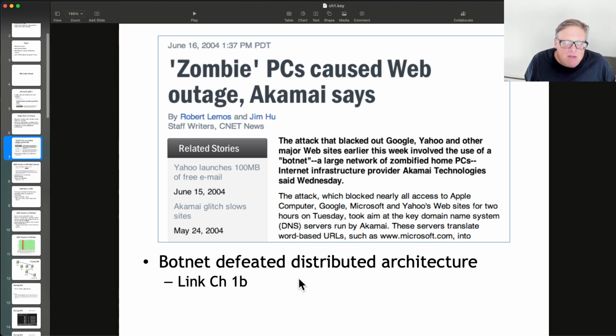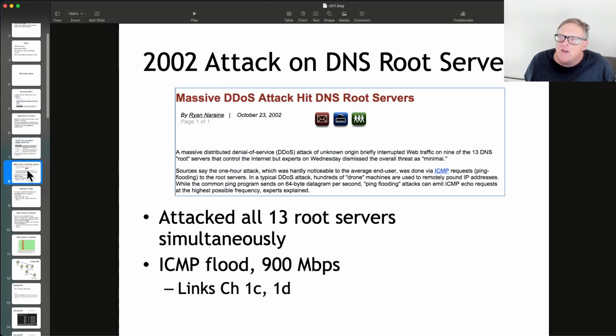Now here's another one. People moved to distributed architecture, but the attackers moved to distributed architecture. They started taking over many machines and using them as a botnet army to make distributed denial of service attacks. And in 2004, that again blocked out a large part of the web. So the bad guys get tougher too.